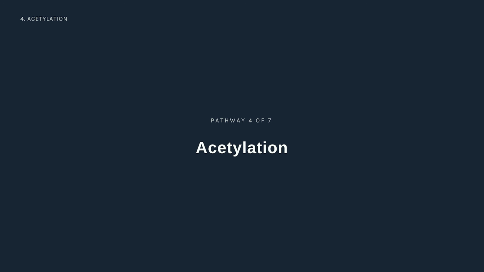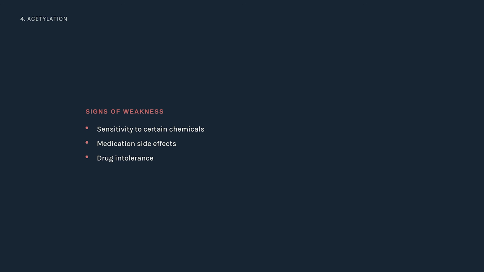Next, let's do acetylation and get this one out of the way because it's a really quick one. Acetylation is used to process aromatic amines and specific drugs. If you notice that you are a little bit chemically sensitive to certain things, you have more medication side effects or drug intolerance, this could be an indicator that you struggle a little bit with acetylation. If you have any genetic NAT polymorphisms, this could also be an indicator that you might struggle a little bit with acetylation. So the only real nutrient that we need here is vitamin B5 as a cofactor.